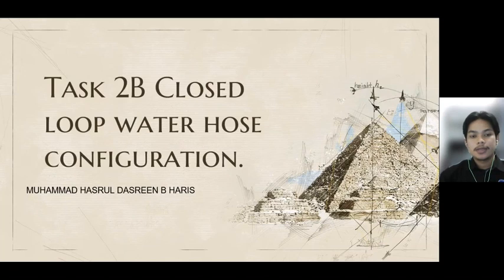My name is Muhammad Hasrul Hassan bin Haris. I would like to present task 2B closed loop water hose configuration. This experiment is to find maximum flow rate and the velocity.